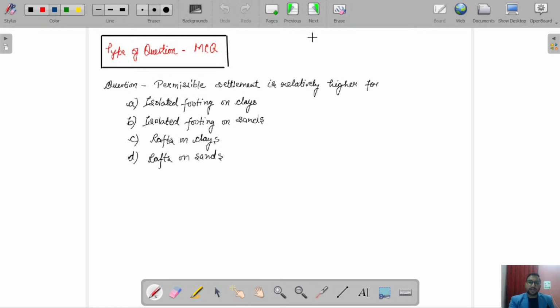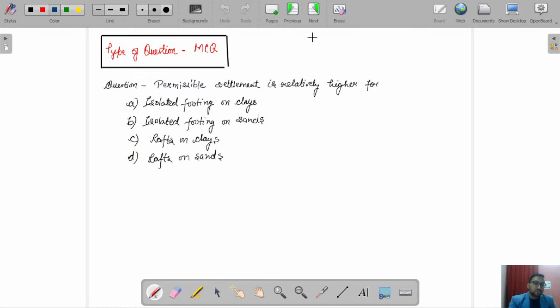First is isolated footing on clay, isolated footing on sand, raft on clay and raft on sand. Try to answer for which type of foundation and on which soil you are going to get higher permissible settlement. Yes, Jay. Jay has given answer as C. Yes, raft on clay. It will have maximum permissible settlement value.